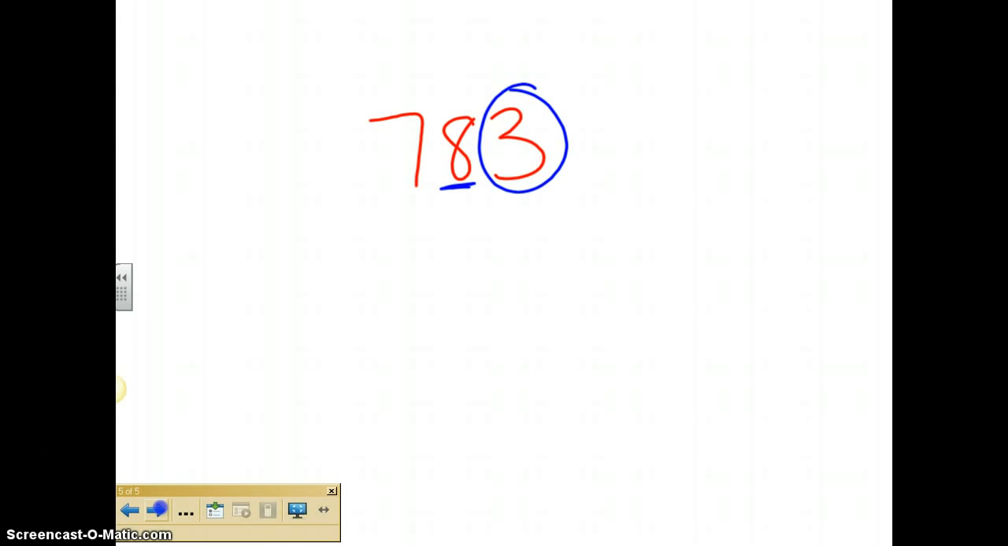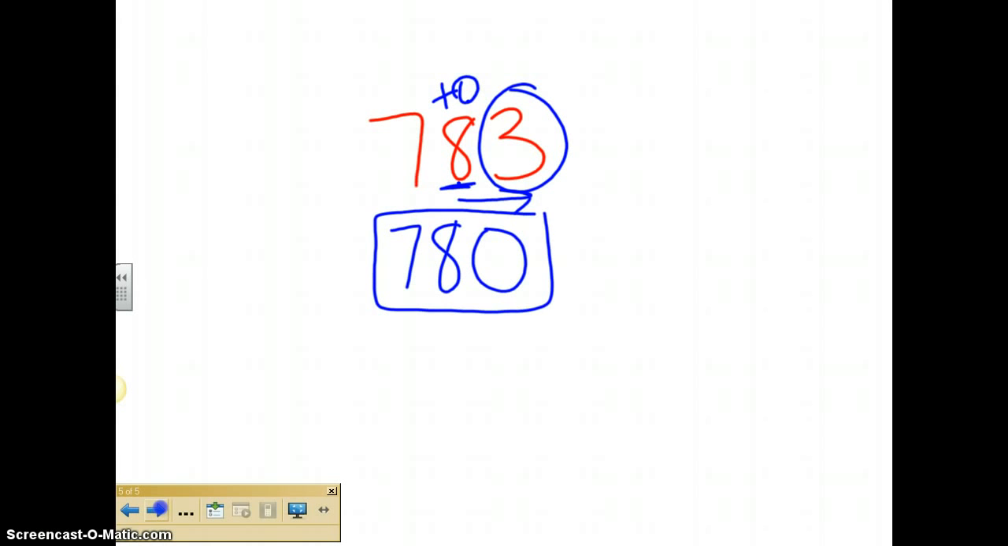Is that 3 a 0 through 4 or 5 through 9? Well, it's a 0 through 4 because it's a 3. 0 through 4 means add no more, so I add 0. My 100 stays the same. 8 plus 0 is 8. And everything after the underline becomes a 0. So 783 will round to 700.